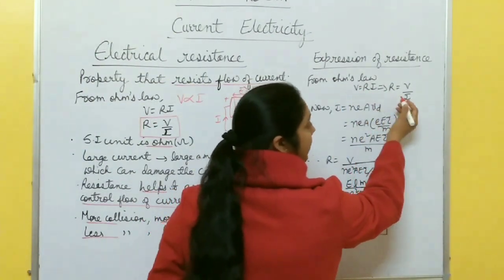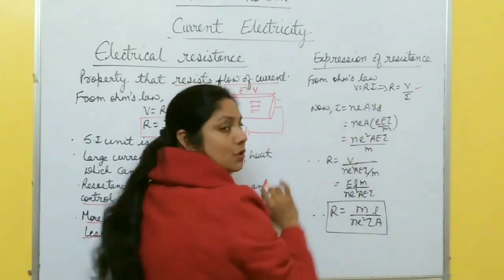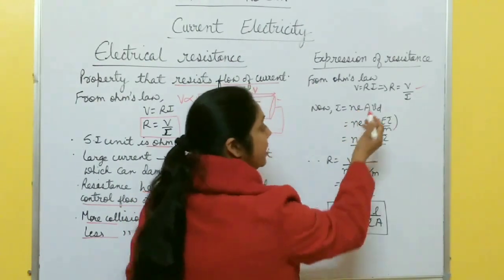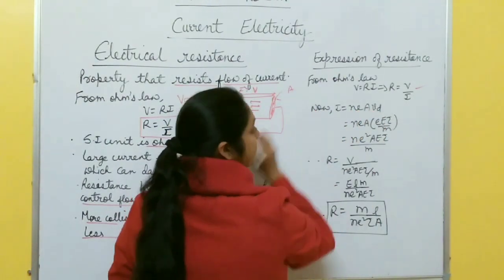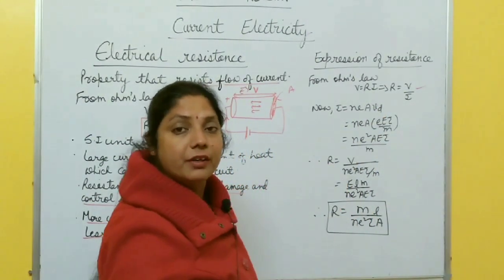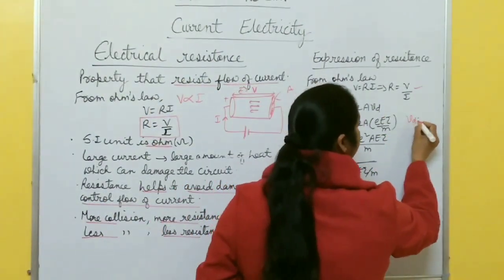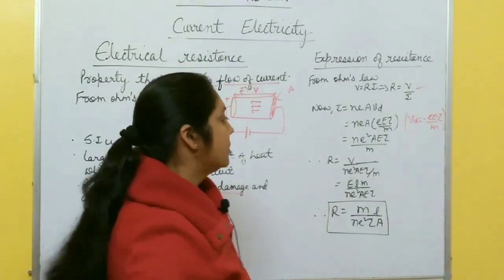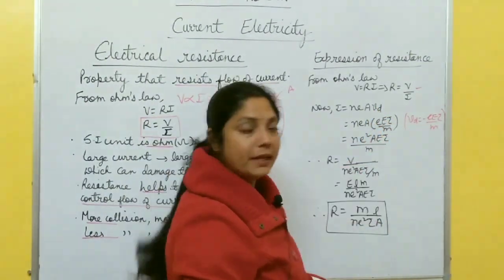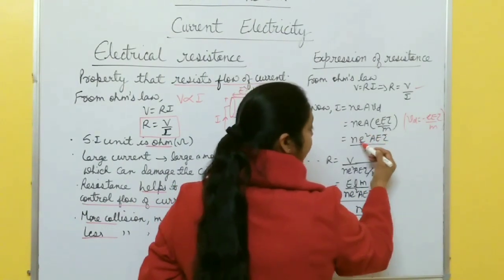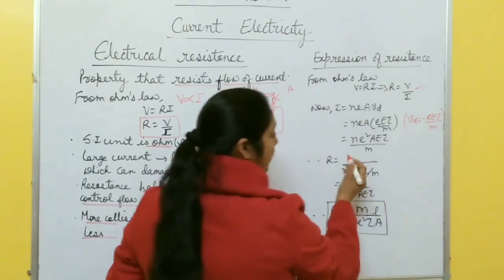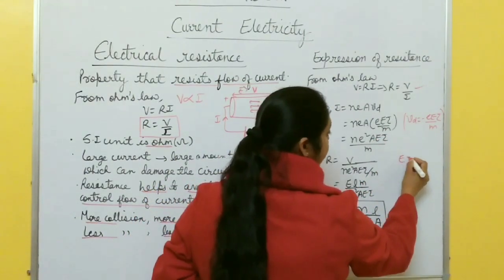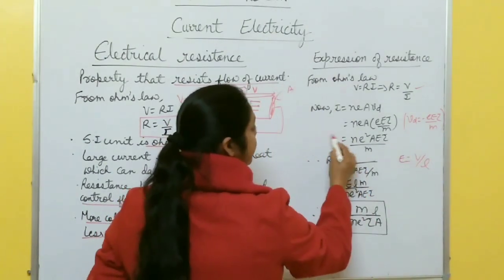From Ohm's law, V equals RI, so R is V by I. Now I, due to drift velocity inside the conductor, is given by n e A vd, where A is the area of cross section. You put the value of vd in terms of electric field: vd is eEτ by m. The minus sign is just for direction. So you get I equals n e squared A E τ by m. Now what is this E? E is V by L. So this is the expression for I.